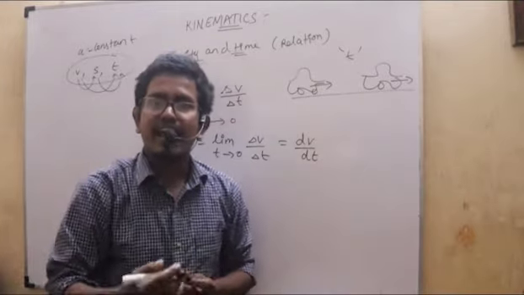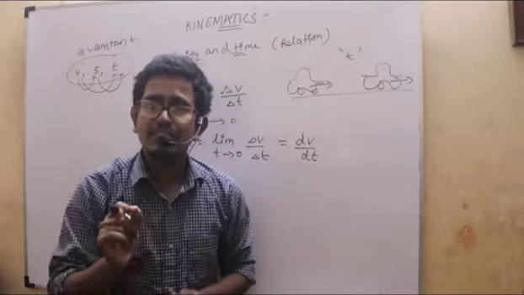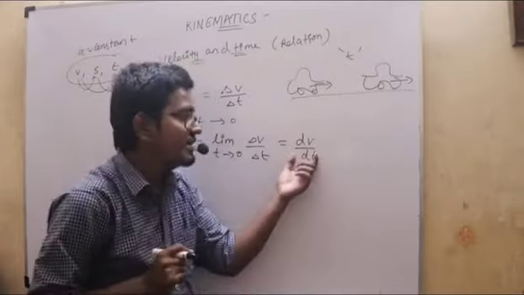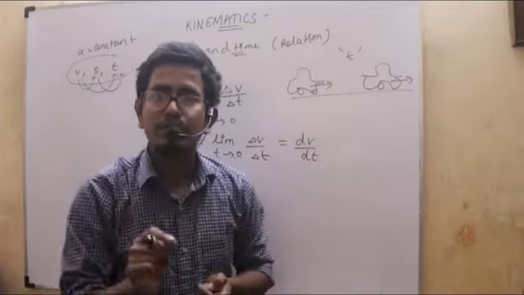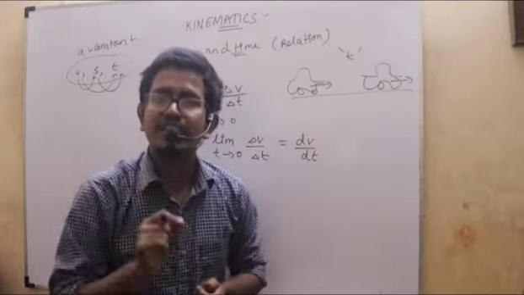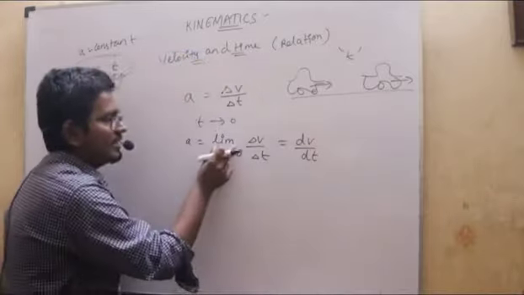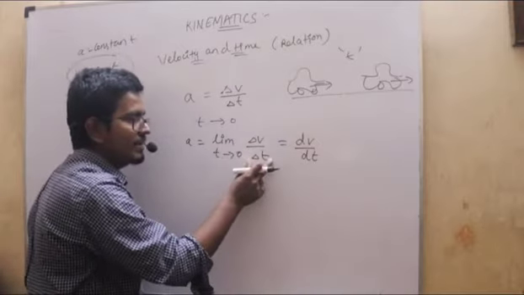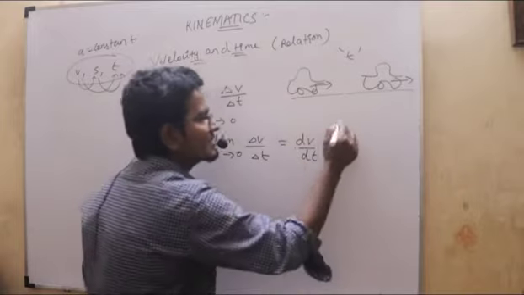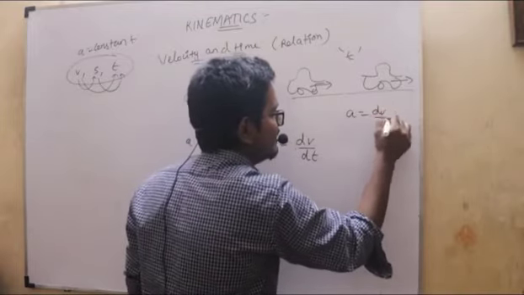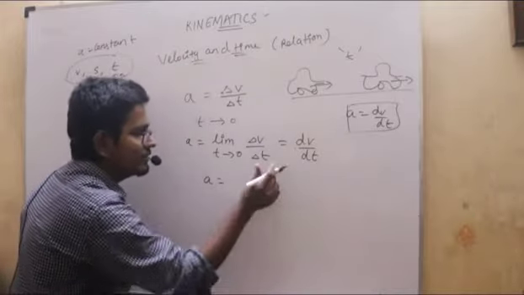At an instant, at a particular second, if someone is asking us to find the acceleration, then we have to use the formula acceleration is equal to dv upon dt. You have to remember this. So here, limit t tends to 0, del v upon del t is nothing but dv upon dt. So I am writing here acceleration is equal to dv upon dt.